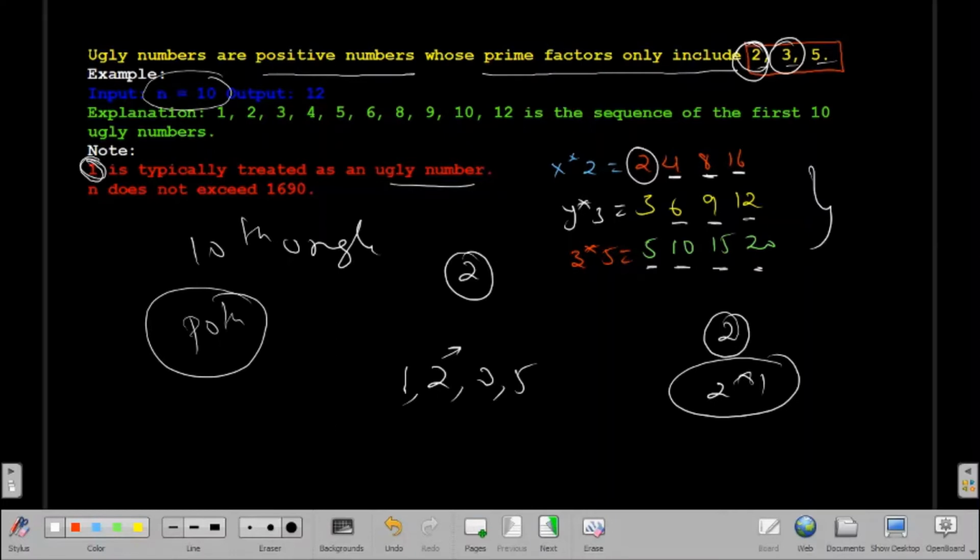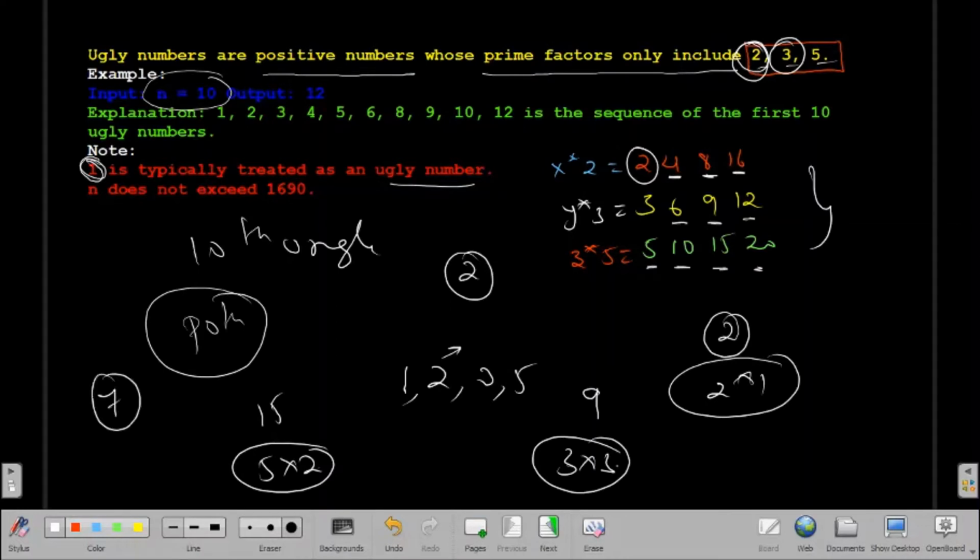And let's suppose we take 9. If we take 9, 3 3s are 9, and these both are ugly numbers. And let's suppose we take 15. So 5 3s are 15. So 5 and 3 both are ugly numbers. And let's suppose we take 7. So 7's factors are 7 and 1. So 1 is an ugly number but not 7. So this is not an ugly number.